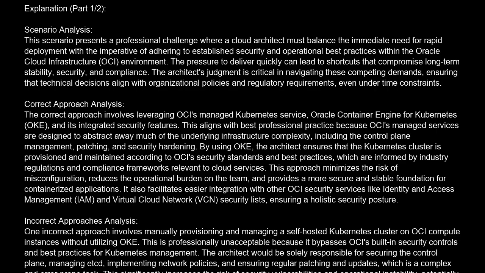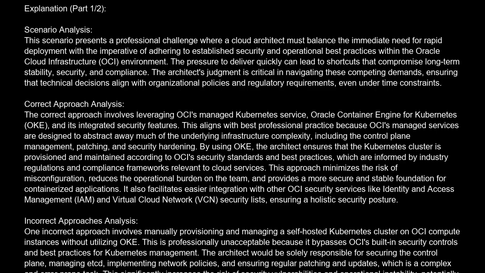The architect would be solely responsible for securing the control plane, managing etcd, implementing network policies, and ensuring regular patching and updates, which is a complex and error-prone task. This significantly increases the risk of security vulnerabilities and operational instability, potentially leading to compliance failures if the self-managed cluster does not meet required security baselines.